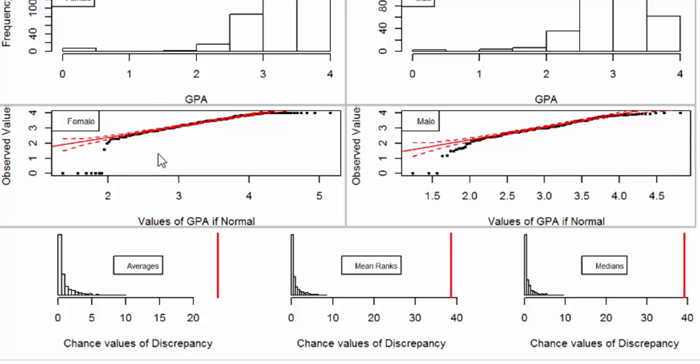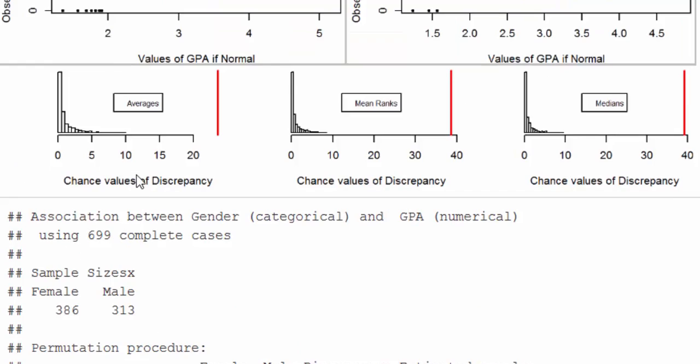And this looks kind of bad. So it looks like we have problems with normality. And that's key because we're actually going to make a decision down here on which of these simulations to use.